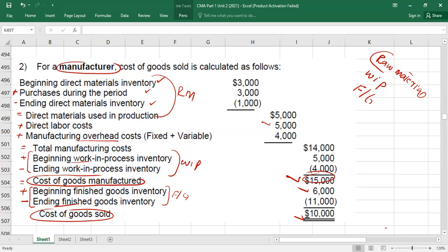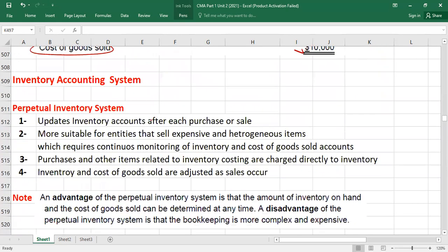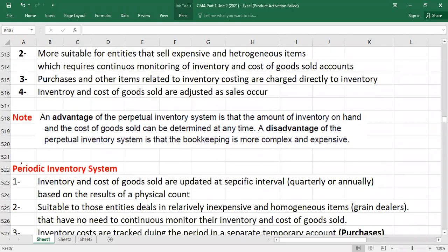There is another small independent topic relevant to inventory. This is called the inventory accounting system. Actually, we have two accounting systems which we can use for inventory purposes. The first system is called the perpetual inventory system. And the second system is called the periodic inventory system. Practically it's important. Calculation I will also explain, don't you worry, whatever is required at this level.